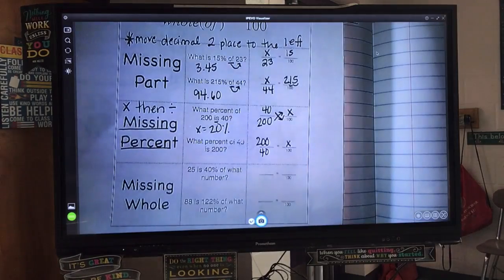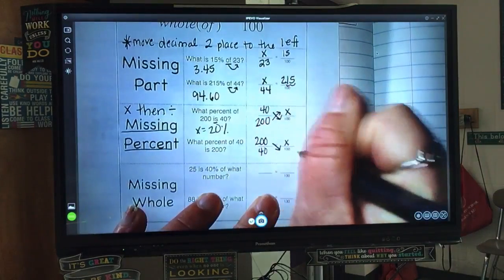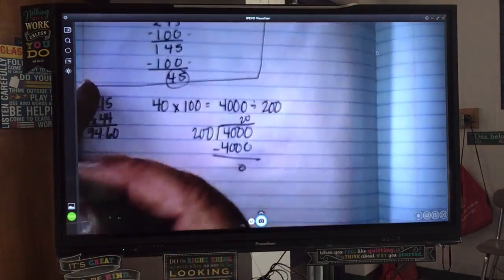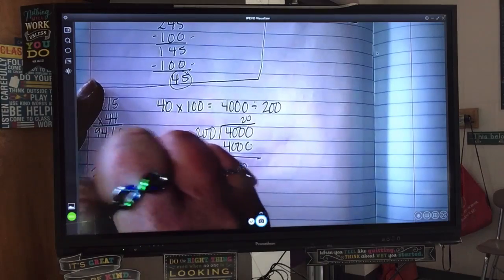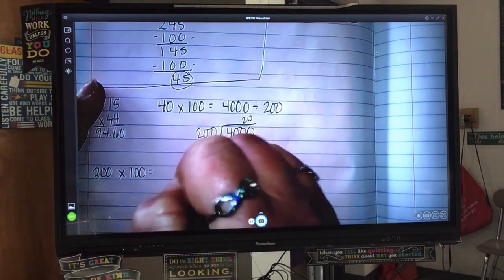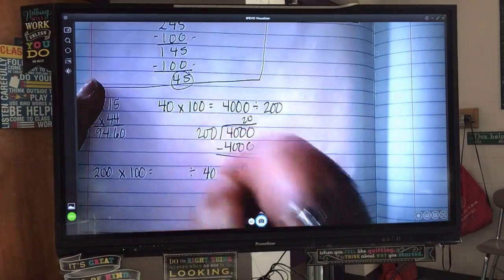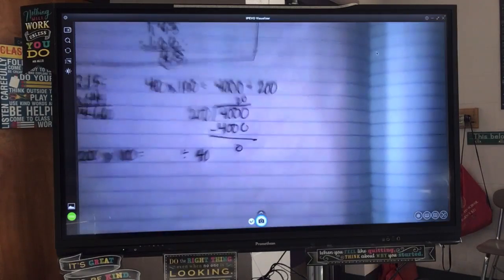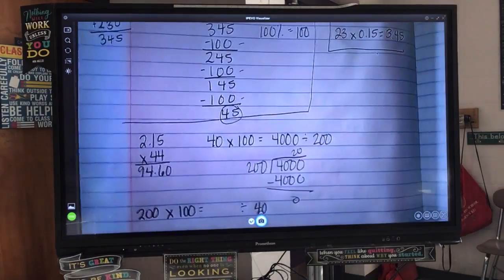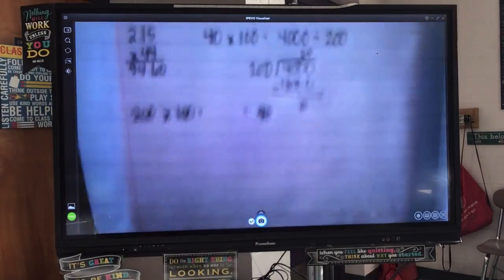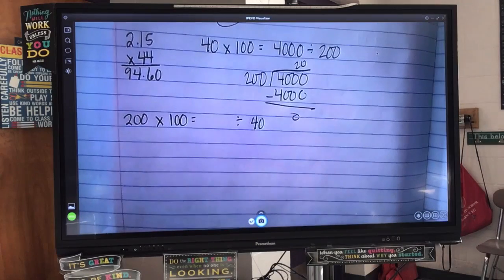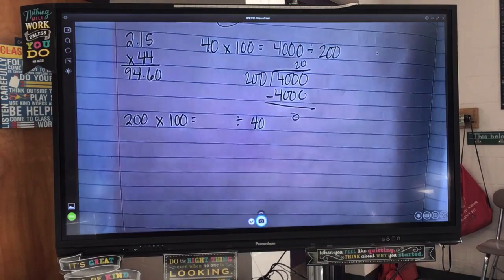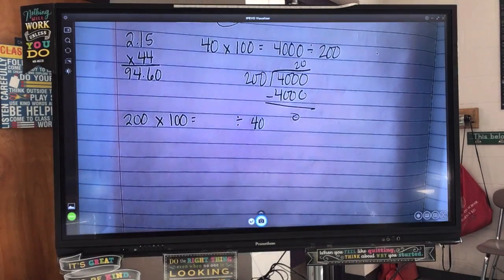Yes. Alright, so again, I want you to cross multiply and then divide. So you're gonna do 200 times 100, get your answer and divide by 40. Stand up when you have your answer.